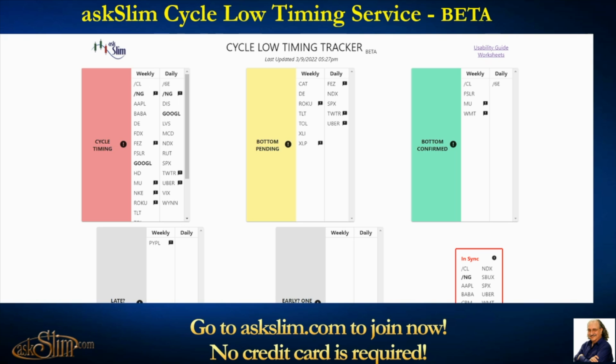Finding and timing the next key low is, as everyone knows, no easy task. With the askSlim cycle low timing service, we increase those odds greatly. There are often opportunities surrounding the bottoming of cycles as well as the nesting of cycles at different time frames. Our new cycle low timing service is an essential tool in the askSlim arsenal, and it's designed to help our members identify and manage the risks and opportunities associated with lows that happen.